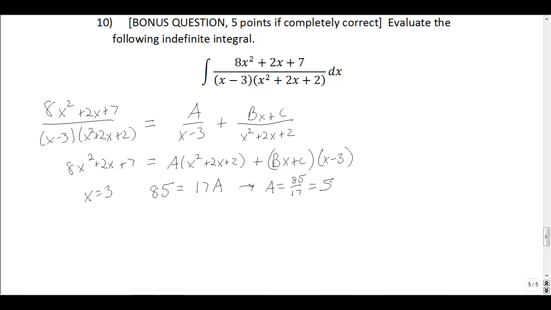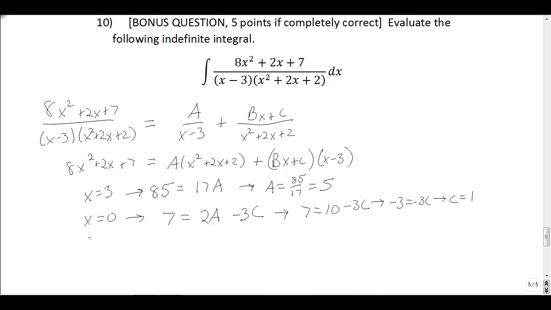So we got A. Now there's nothing else I can plug in that will zero out these other terms, so I'm going to try something simple. How about x equals 0? You do that on the left, you get 7. You'll get a 2A. Bx will be 0, and you get C times negative 3, so minus 3C. And we know A is 5, so 7 is 10 minus 3C gives us negative 3 equals negative 3C. We get C equals 1. So we get A and C.